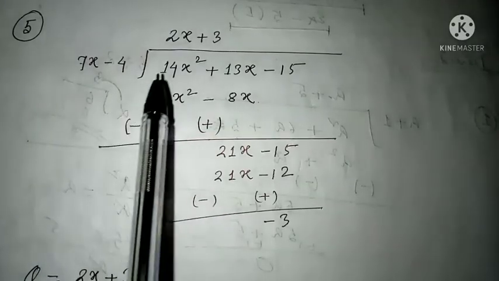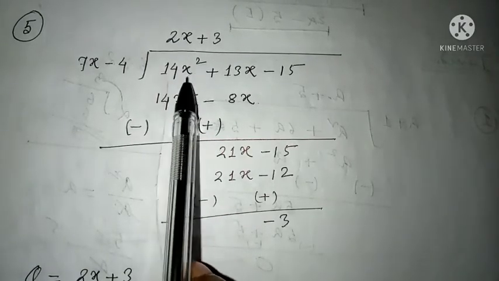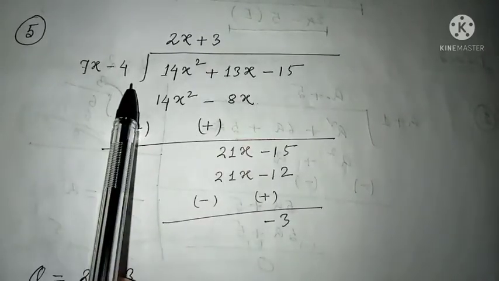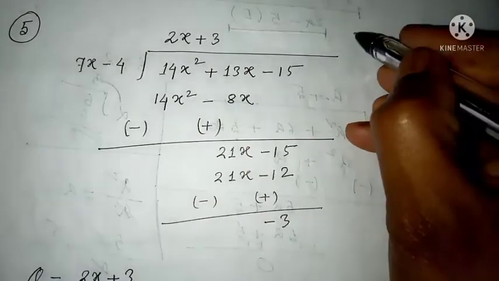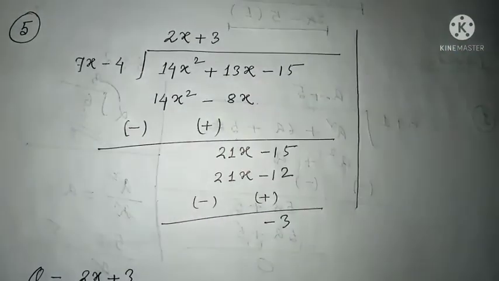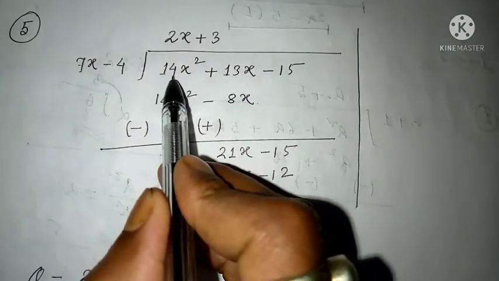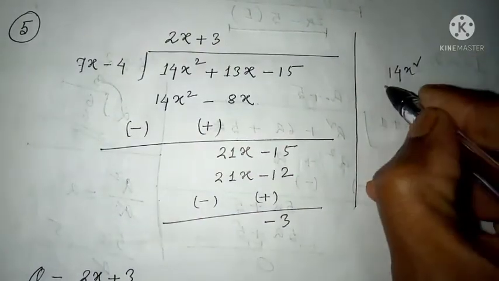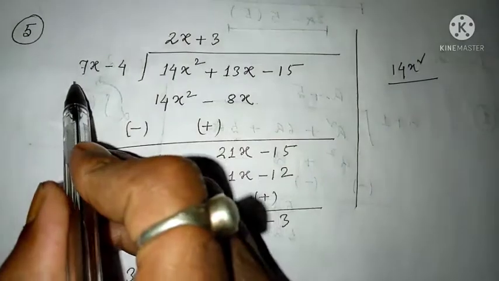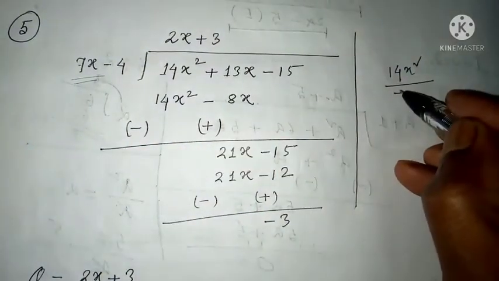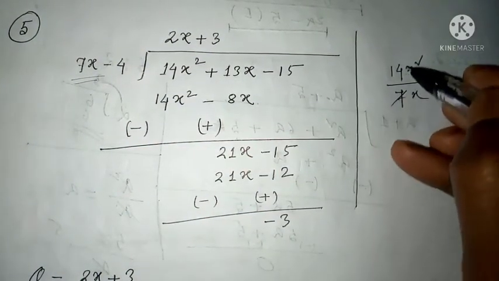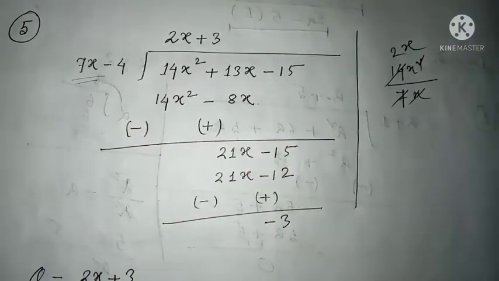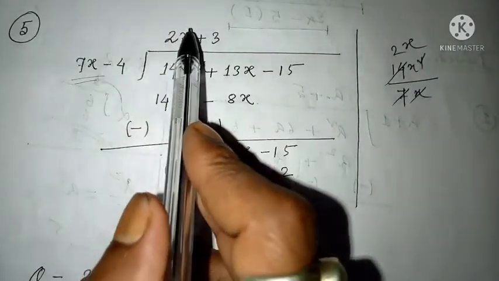Then our fifth question is: we have to divide 14x square plus 13x minus 15 by 7x minus 4. So here also we'll repeat the same procedure. You can see the first term of your dividend, that is 14x square. Then what is the first term of the divisor? 7x. Now 14x square divided by 7x: 2 times, x square and x cancel, that means it is x time. So what do I have to write here? I have to write here 2x.